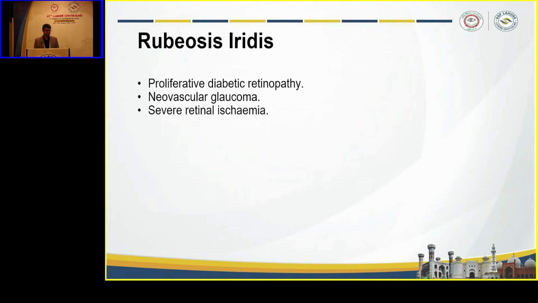Rubeosis iridis is very common in proliferative diabetic retinopathy, which may lead to neovascular glaucoma, and it usually occurs in severe retinal ischemia.